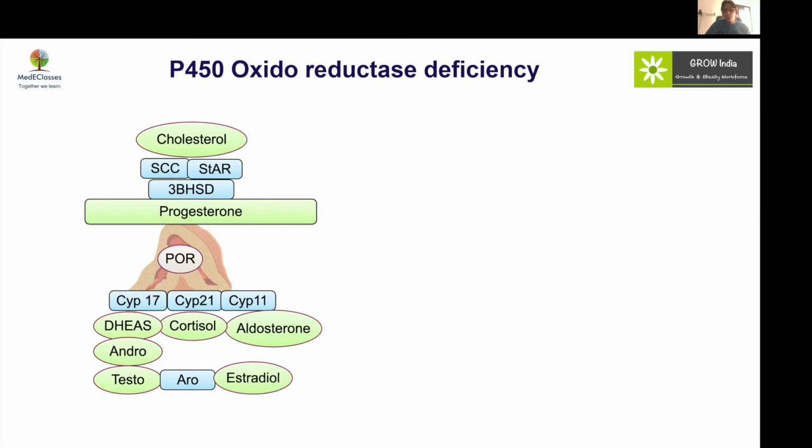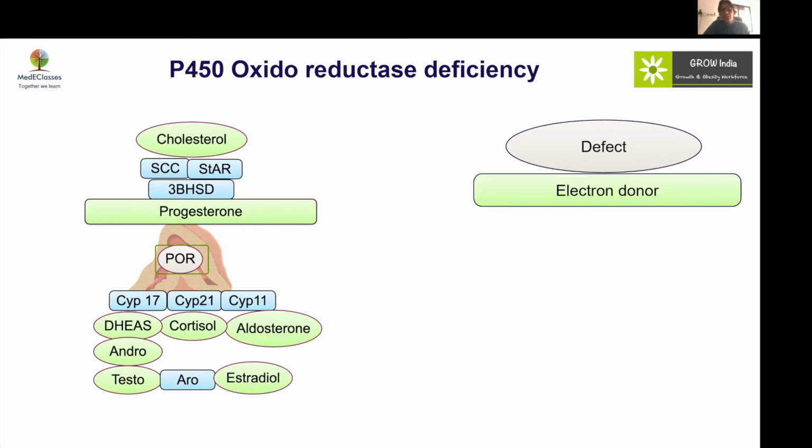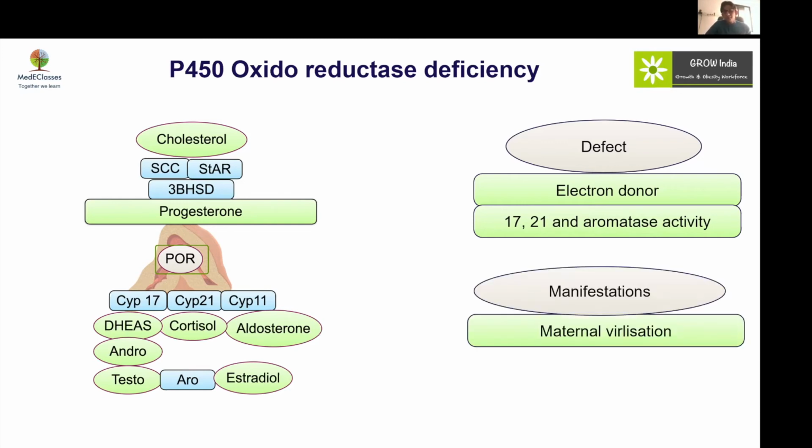POR, that is cytochrome P450 oxidoreductase deficiency, presents with, of course, female genital virilization, but the function of this P450 oxidoreductase is to give electron donation to the other three enzymes, that is 17 and 21 hydroxylase along with the aromatase. So the deficiency of POR depends on the quantitative amount, how much this enzyme is deficient, and there is a variable amount of 17-hydroxyprogesterone and 17-hydroxypregnenolone. So ideal is genetic investigation, though we can see the ratio of 17-hydroxypregnenolone to cortisol as well.